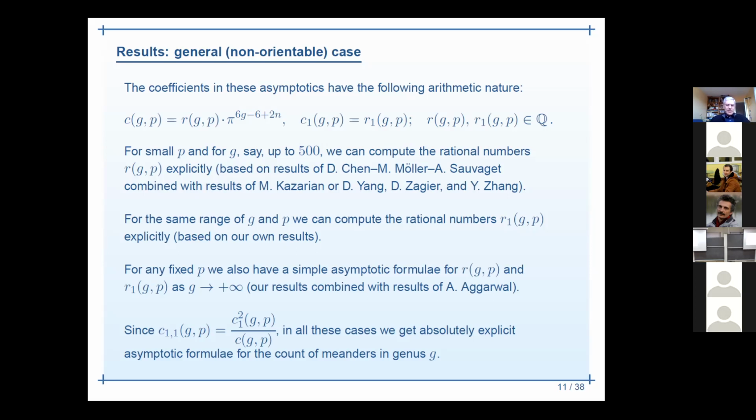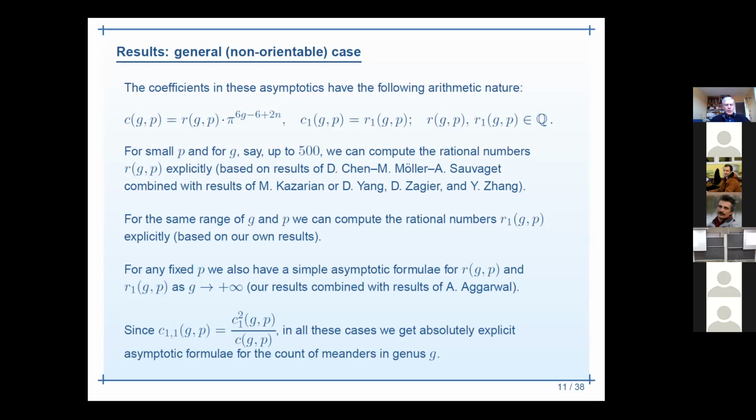And Maxim Kazarian, and independently Yang, Zagier, and Zhang, wrote recursions for these Hodge integrals, and you can very efficiently compute these things, you see, up to genus 500. P is not supposed to be too large, but with respect to g, the recursion works perfectly well. You can compute these numbers explicitly.